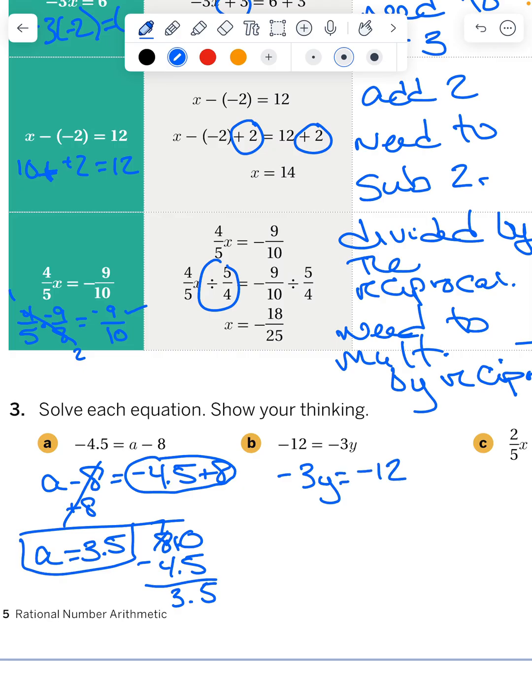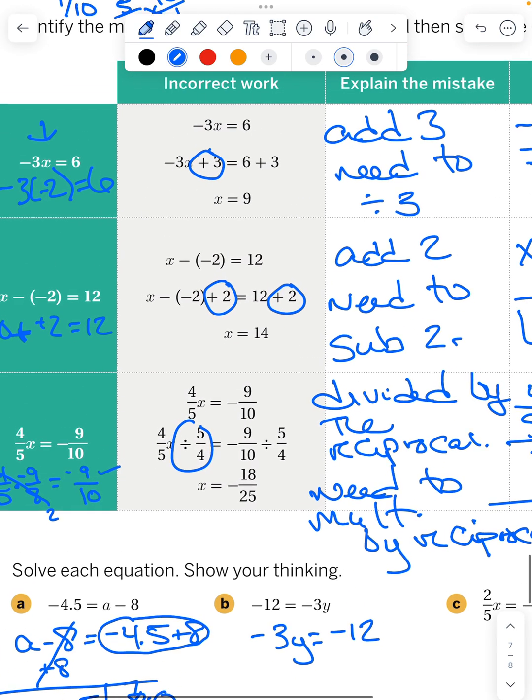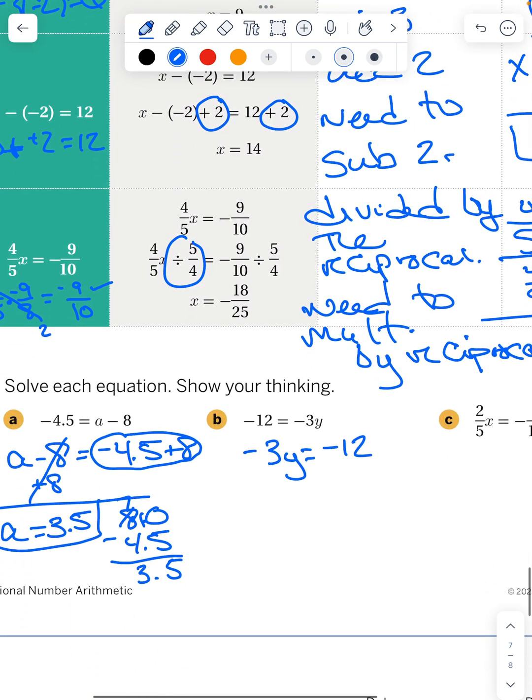On B, if it doesn't bother you that the letter's on the right side, you don't need to do anything. You just need to know that you're multiplying both sides, no, you're dividing both sides by a -3 to get that Y by itself. So right now, a number next to a letter says multiply. The inverse is to divide both sides by a -3.